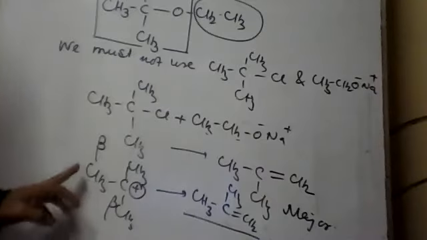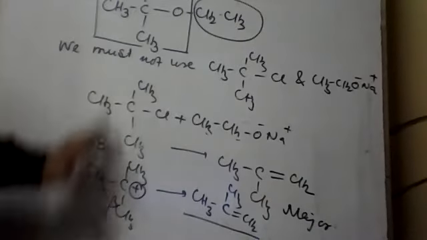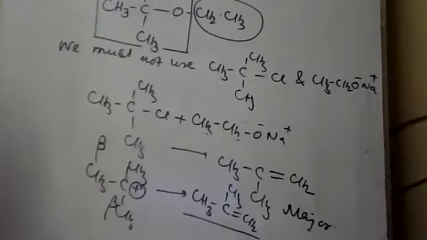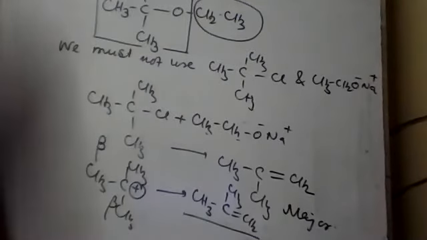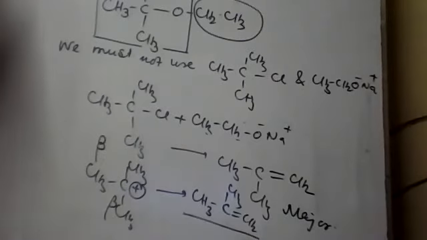This is the main thing, and it will go via this intermediate. But in the previous case, sodium or potassium tertiary butoxide will not give that type of carbocation, and it will go via direct nucleophilic attack on the haloalkane.